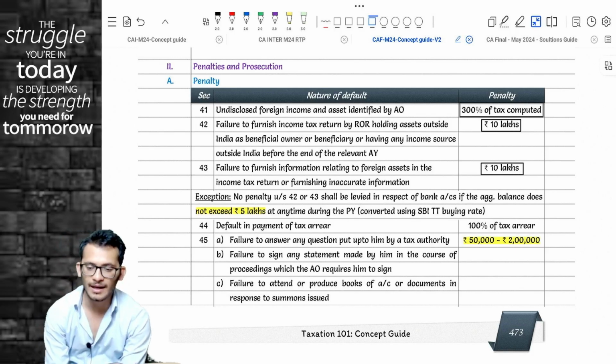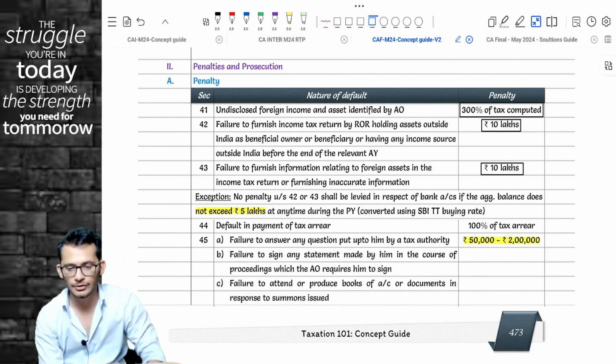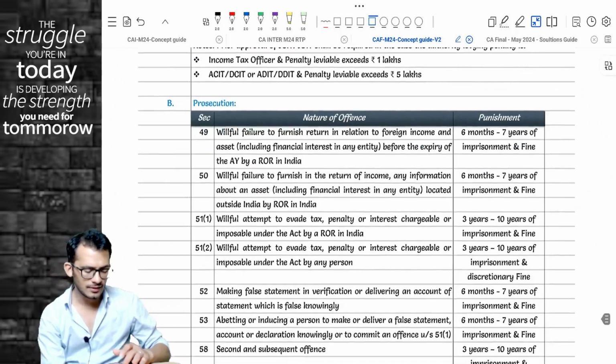No, obviously you've done black money and illegal things, which means they will also give you prosecution. Comes in the next part.